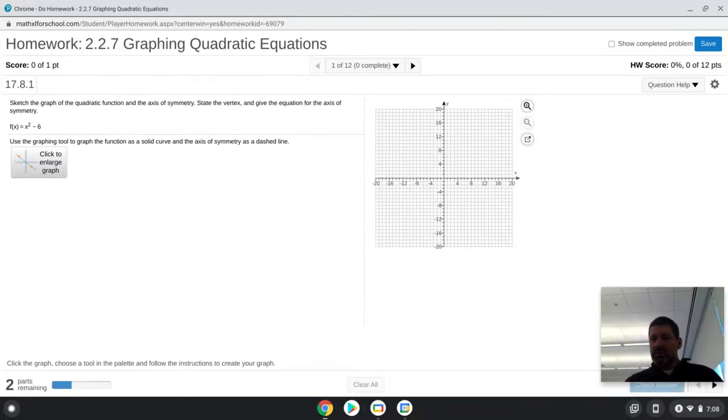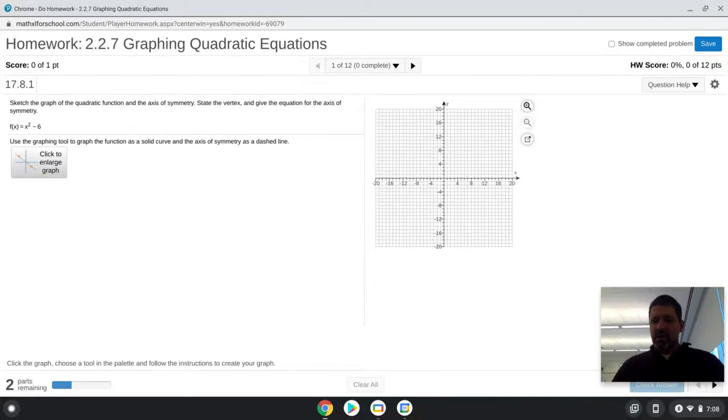Okay, good morning. I am going to go over graphing quadratic equations. This goes along with section 2.2.7. I'm going to show you guys how to use the graphing tool on MathXL as well. So I want to graph this f of x equals x squared minus 6.